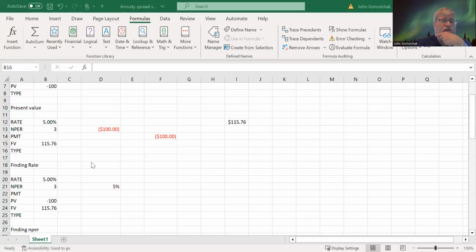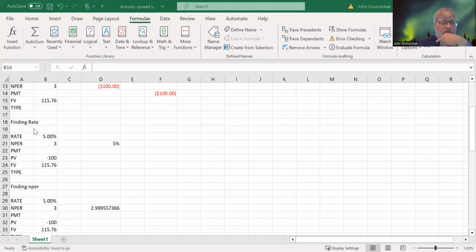Okay, so finding the rate. The rate function we use, to find the rate, you need the number of periods, you need the payment, you need present value, you need future value. So here's what I set up. If I know that I have a rate of 5%. Oh, no, wait a minute. I'm looking for the rate. I'll get rid of the rate.